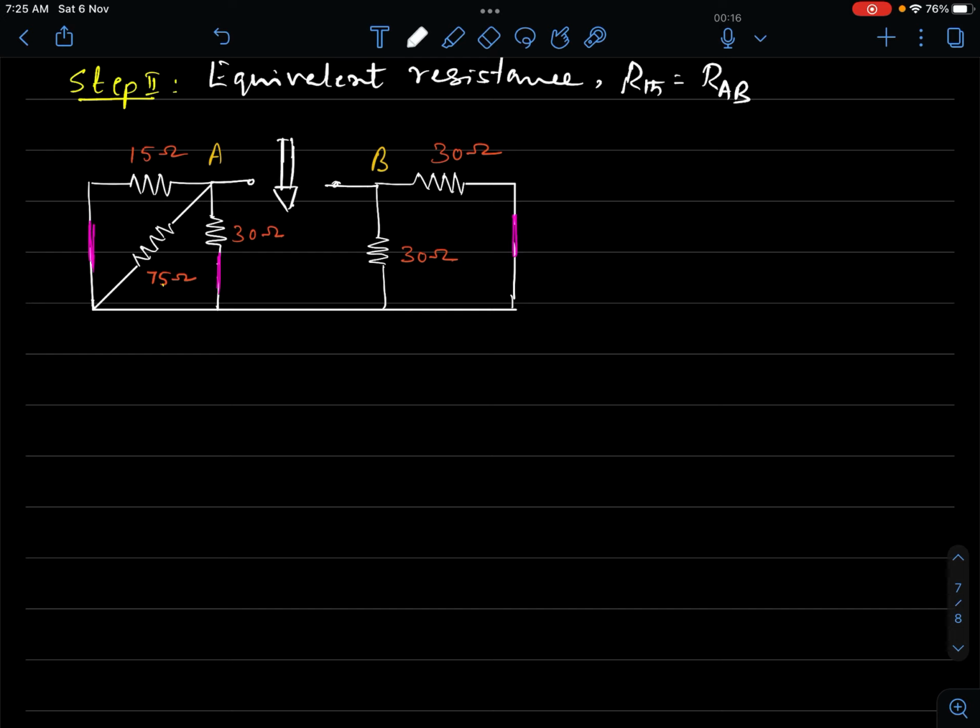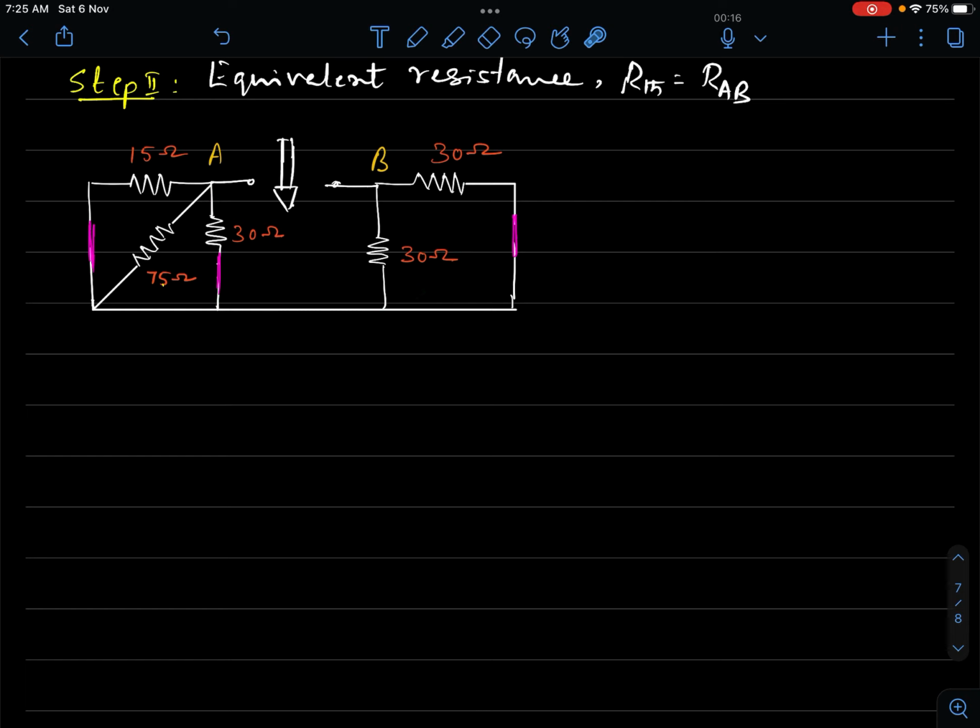So if I see this way, one can easily see this 15, this 15, this 75, this 30, they're all in parallel, because if I imagine a source between A and B, A being at higher potential or the positive terminal, current would enter here. It has to come back to this end. It has got one path, two paths, three paths. One end of 15, 75, 30 are connected here. The other end of 15, 75, 30 are connected at this common end. So these three would be in parallel.